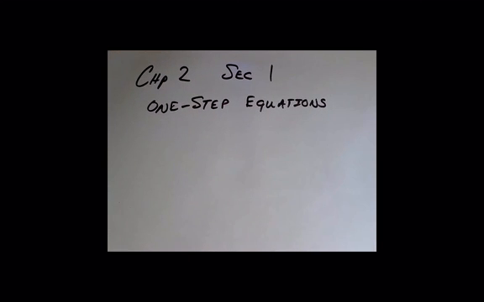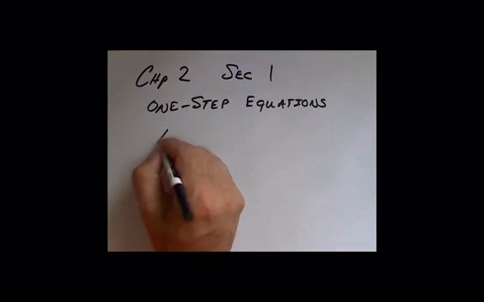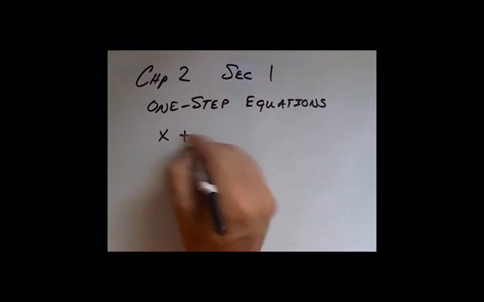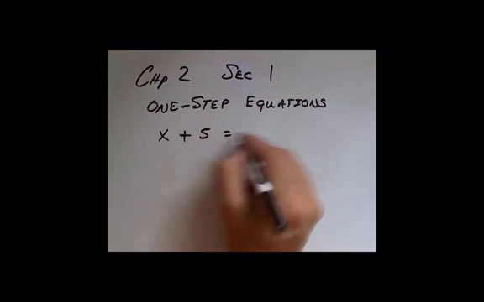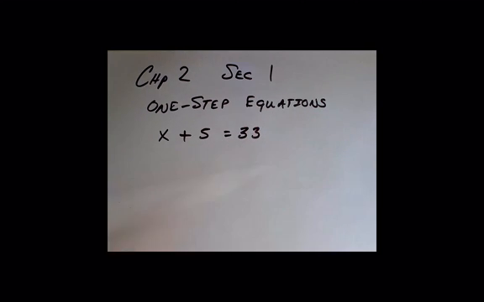Now that we understand the additive inverse and the multiplicative inverse, let's take a look at one-step problems. Let's use this for an example. x plus 5 equals 33.